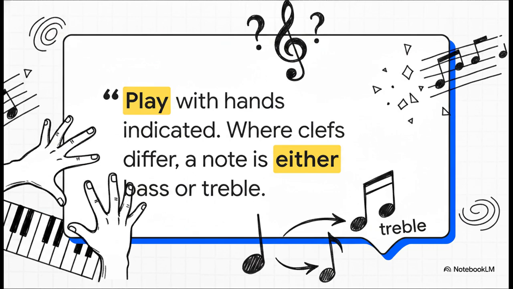To really get inside their mindset, just listen to this instruction from John Cage. In his Concert for Piano and Orchestra, he intentionally wrote ambiguous instructions like, play with hands indicated. Where clefs differ, a note is either bass or treble. He's intentionally leaving the decision-making up to the performer in real time. It completely shatters the rigid control the composers had clung to since the days of Franco of Cologne.